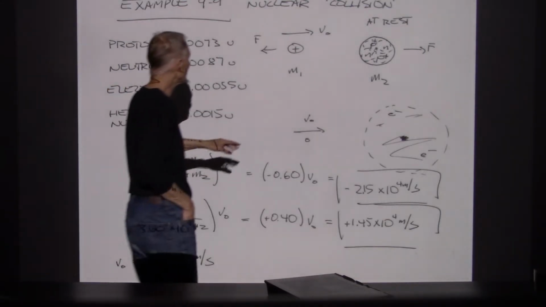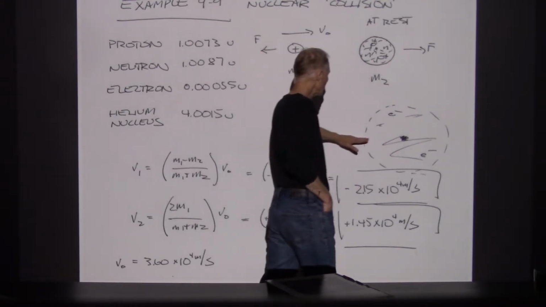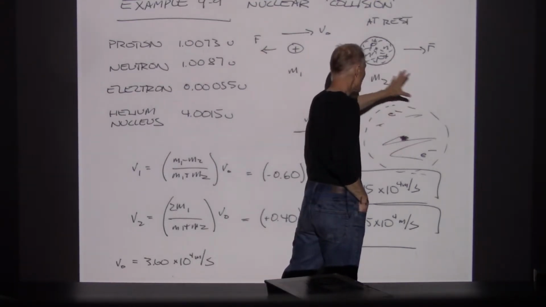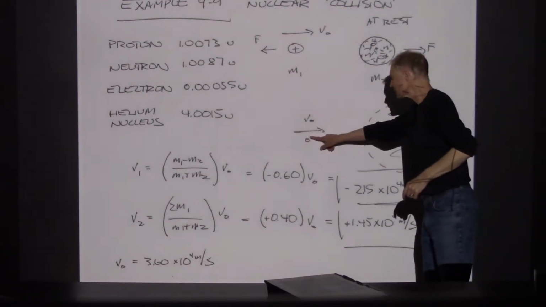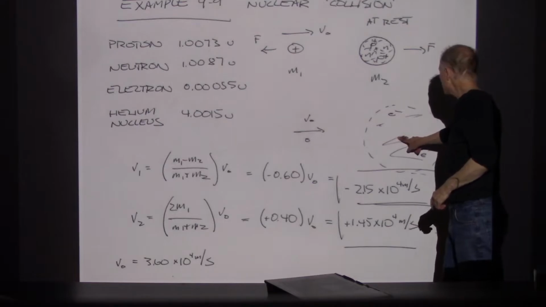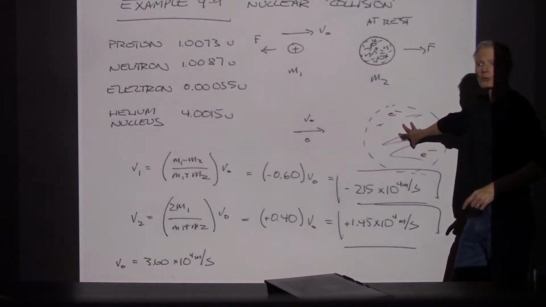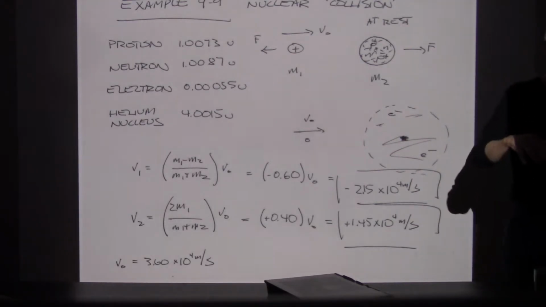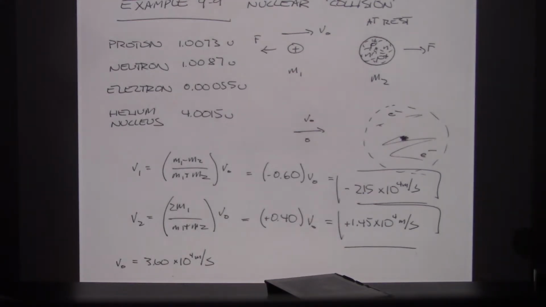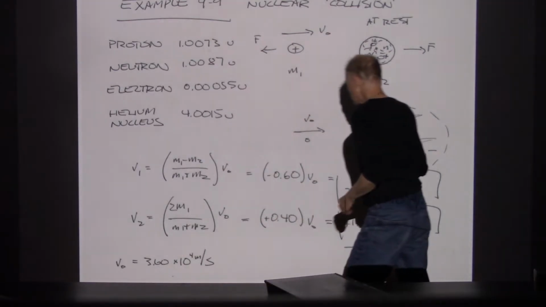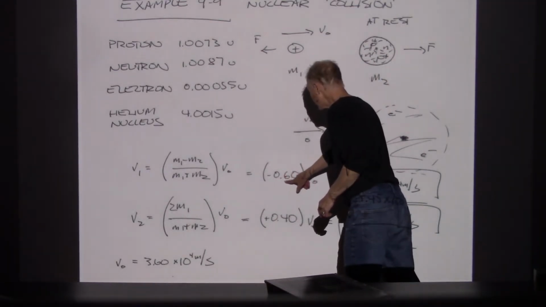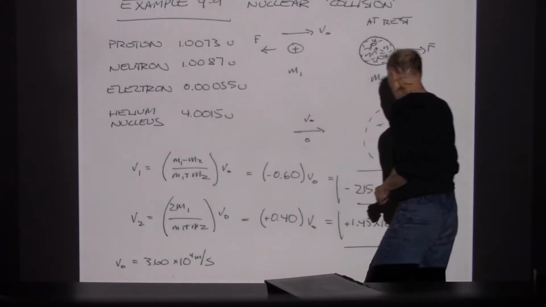So here is the proton coming in, approaching this. Here's the helium atom with the electrons in place, but the proton is just going to sail right past the electrons, and then it's going to get pushed away from the nucleus. So even though it's a bunch of helium atoms that we're looking at, we can ignore the effect of the electrons pretty much. All right, so the velocity here then is given by this expression. This is minus 0.60 times V naught.